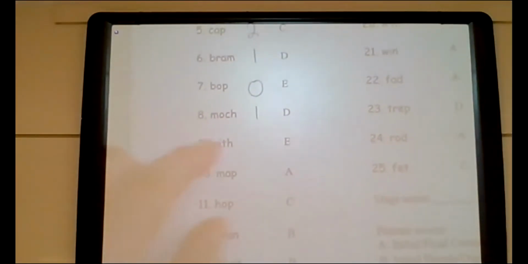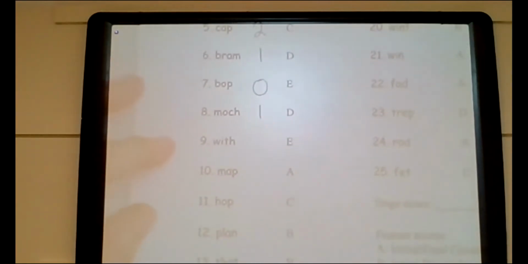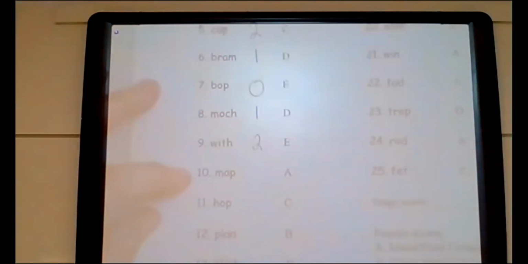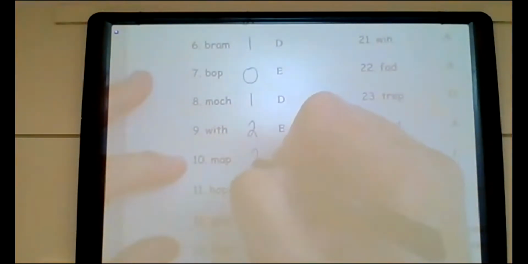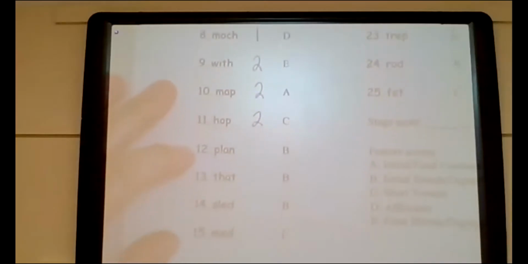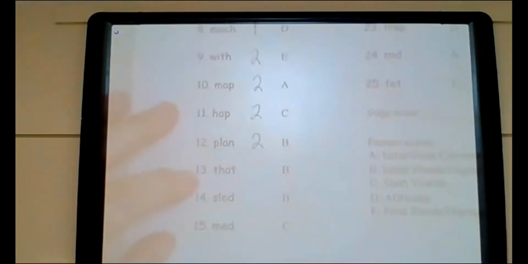Number 9, and notice that that's an affricate because the ch sound is an affricate sound. Number 9 is with, and he has the underlying feature and he has the whole word correct, so that is a 2. Number 10 is map. He has the underlying feature and he has the whole word, so he has a 2. Number 11 is hop. He has the underlying feature and he has the word, so he has another 2. Number 12 is plan. He has the underlying feature and the word correct, so he has a 2 again.